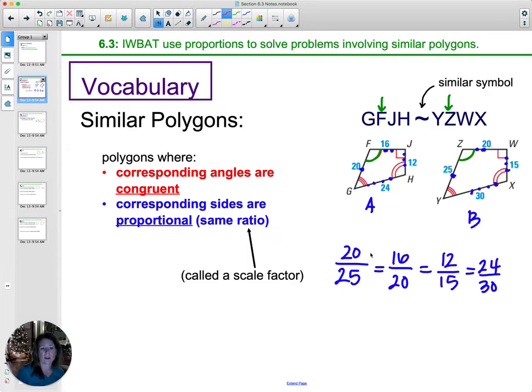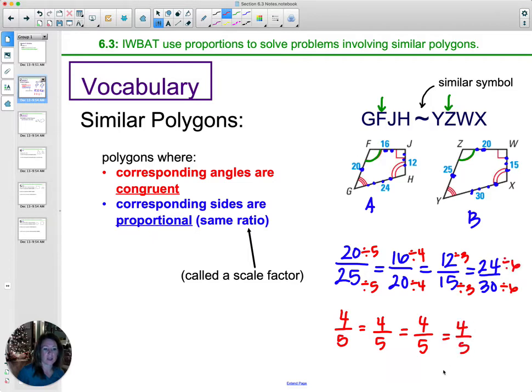So take a look at what would divide out of each of these. These would each divide by 5, so then that would be 4 over 5. These would each divide by 4. So 16 divided by 4 is 4, and 20 divided by 4 is 5. They're equal. This should happen the whole way. Divide by 3: 12 divided by 3 is 4, and 15 divided by 3 is 5. Both of these divide by 6, and we'd get down to 4 to 5 again. So the scale factor of these is 4 to 5. It depends on how they ask you to write it, but scale factor 4 to 5.